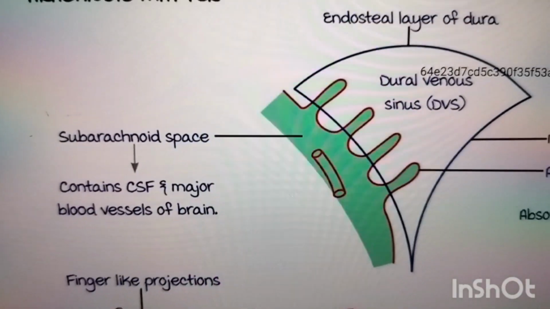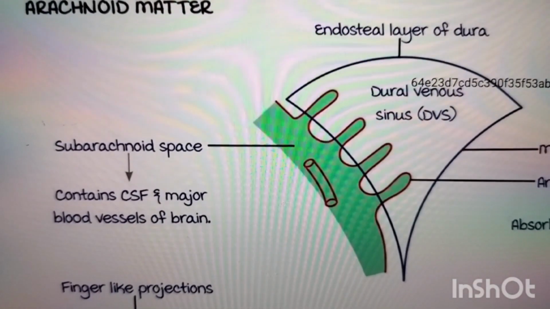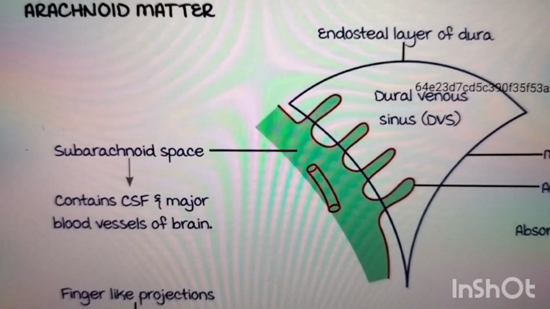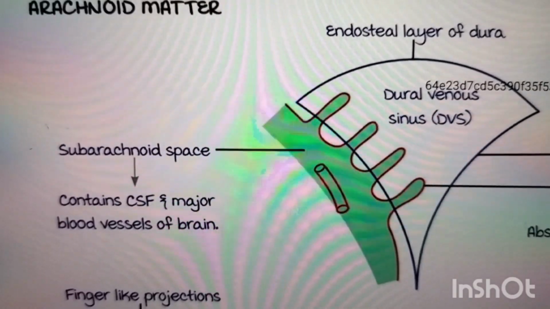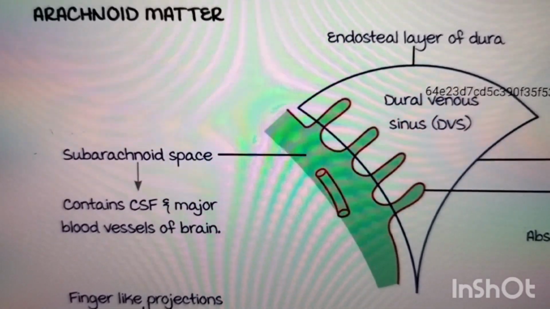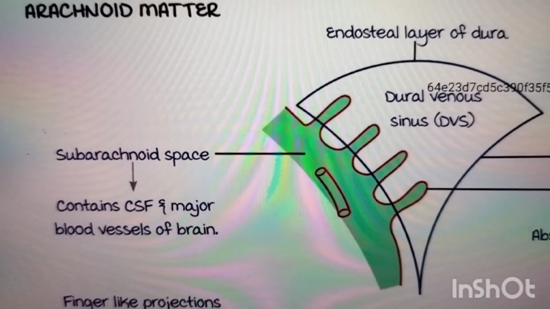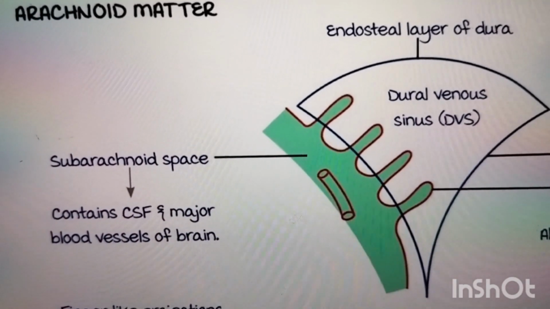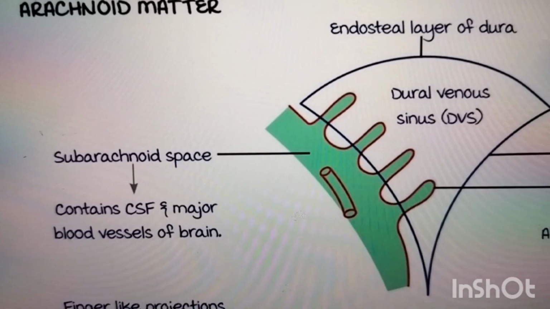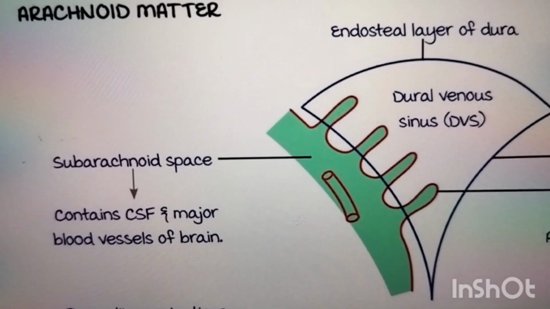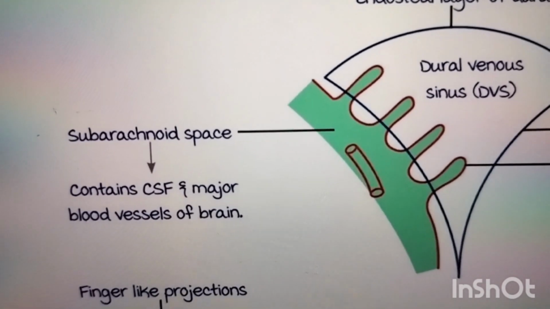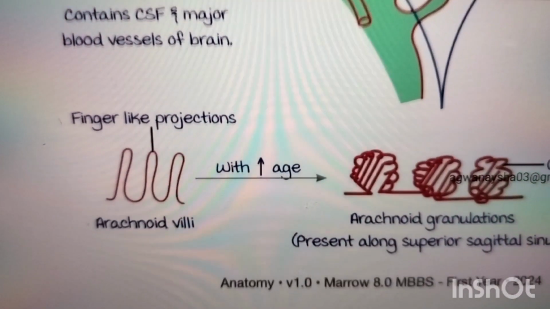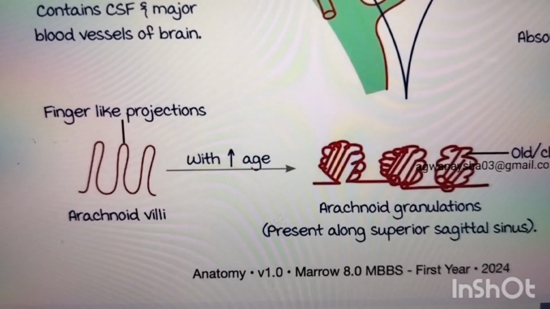You know that CSF is already there in the subarachnoid spaces, along with major blood vessels, and the main thing contained by the subarachnoid space is CSF, which is shown in green, and the blood vessels. There are major blood vessels like the vertebral artery, basilar artery, major brain arteries, the circle of Willis, everything. So you are seeing the finger-like projection, arachnoid villi.